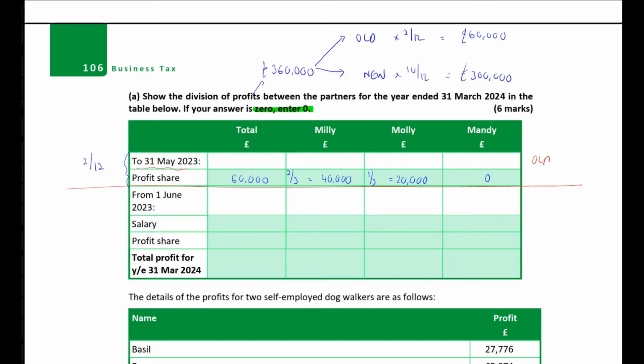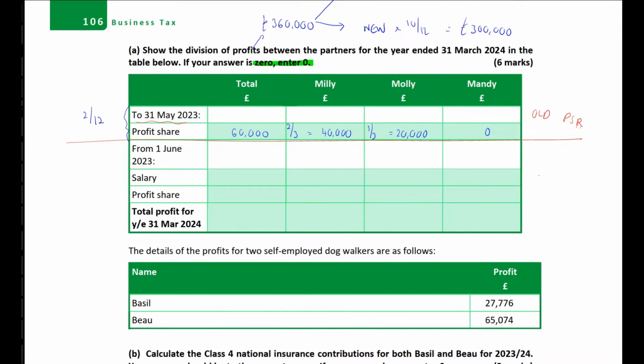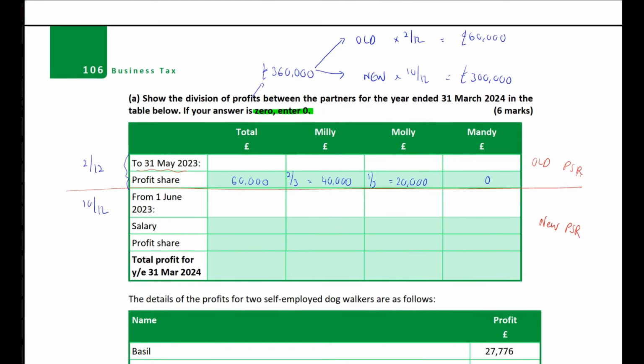That is what we'd call the old profit sharing arrangement or profit sharing ratios. We've now got our new profit share arrangements or ratios effective from 1st of June. And from 1st of June to their year end is then 10 months. But this time, we've got this 300,000 that we need to share out.